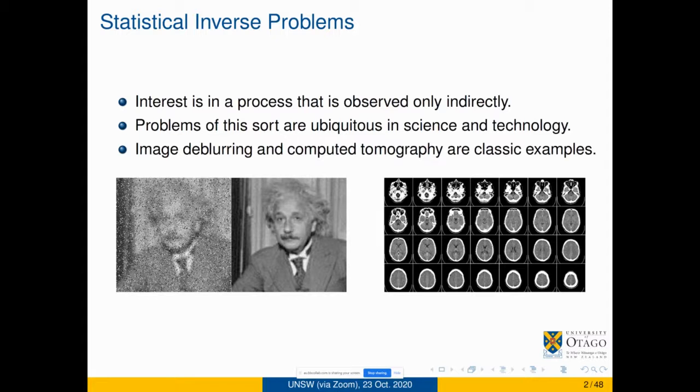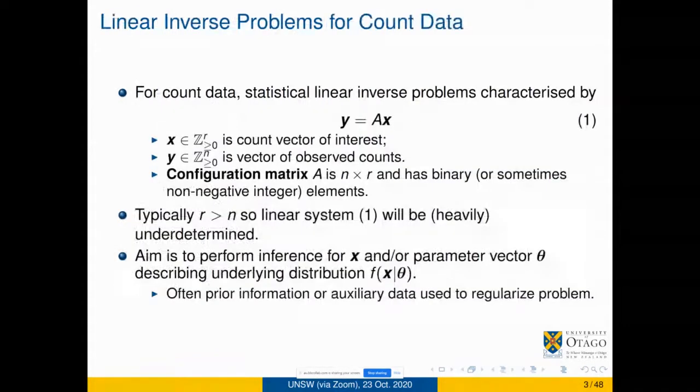Obviously in image deblurring, you'd like to know about the X describing the true image, but you get a corrupted version. In computed tomography, you want to know about a three-dimensional body. You only see summaries in terms of two-dimensional slices. The two examples of inverse problems I've just discussed are both in the continuum. I'm particularly interested in linear inverse problems for count data.